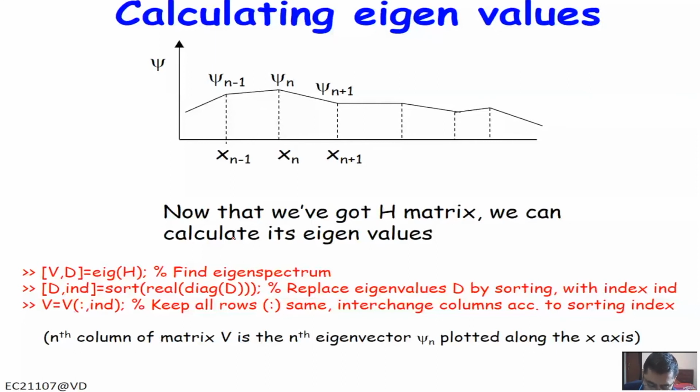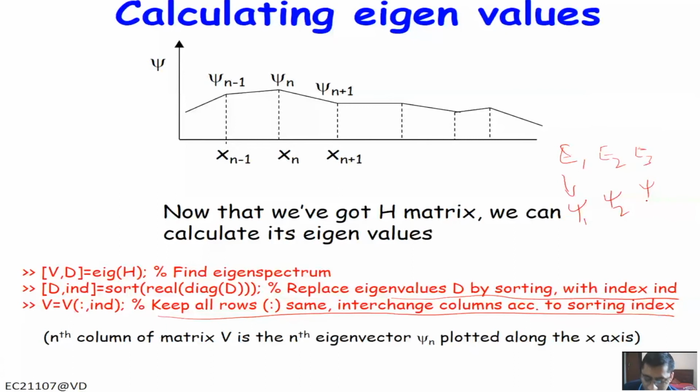So the eigenvalues we get in terms of a vector d. So corresponding index, you can sort it, and you can replace those eigenvalues d by sorting with index, and you can keep all the rows the same and interchange the columns according to the sorted index. So this basically will give you, let's say, your eigen energies E1, E2, E3, they are sorted, and the corresponding columns will have their psi 1, psi 2, psi 3, so that we can plot it.